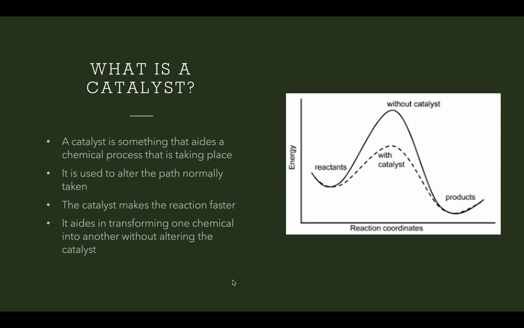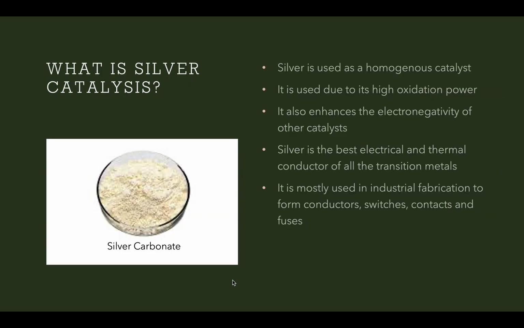Catalysts aid in transforming one chemical into another without even altering the catalyst. It allows for efficient production of almost all industrial chemicals. Many aspects of green chemistry would not be possible without the use of a catalyst. So considering all of that information, what is silver catalysis?